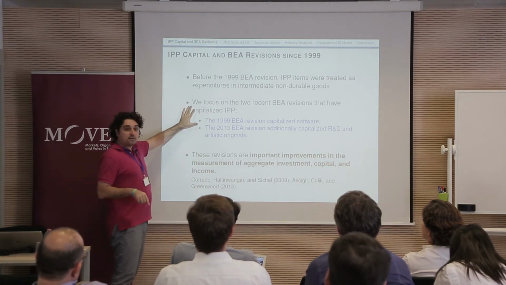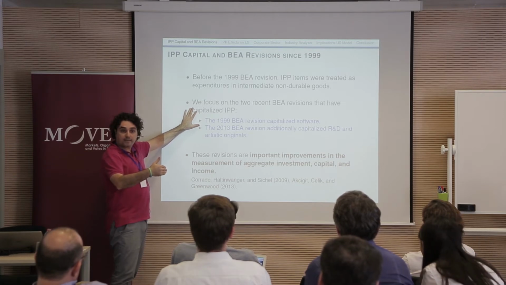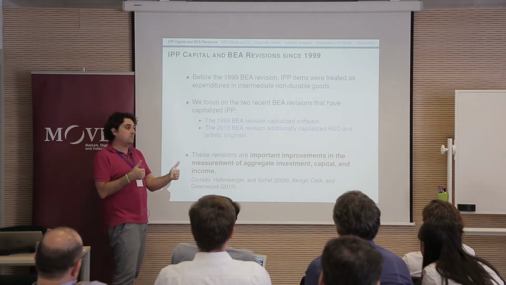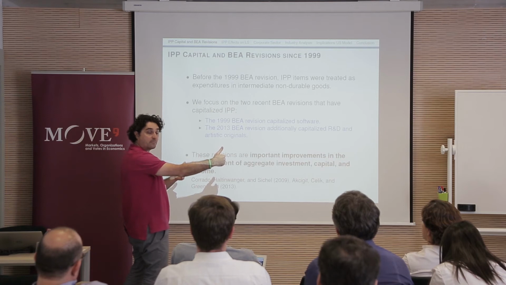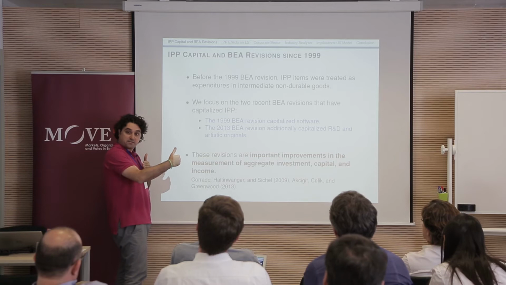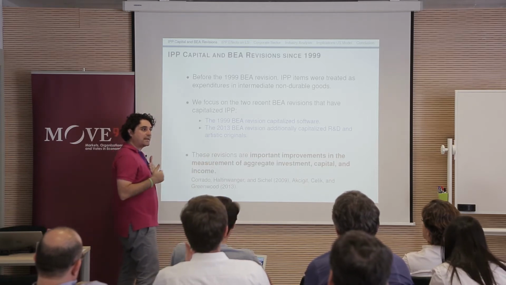In 1999, we capitalized software. That implies that, in 1999, we started to have an investment account that actually accumulated software in the fixed asset tables. We didn't have that before 1999. In 2003, the second largest revision in this context, we introduced R&D. So R&D wasn't capitalized before.